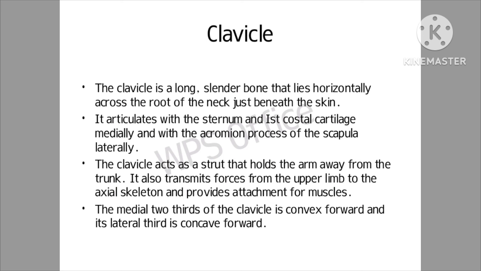The clavicle acts as a strut that holds the arm away from the trunk. It also transmits forces from the upper limb to the axial skeleton and provides attachment for muscles. The medial two-thirds of the clavicle is convex forward, and its lateral third is concave forward.